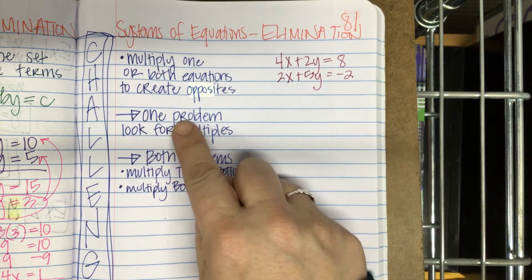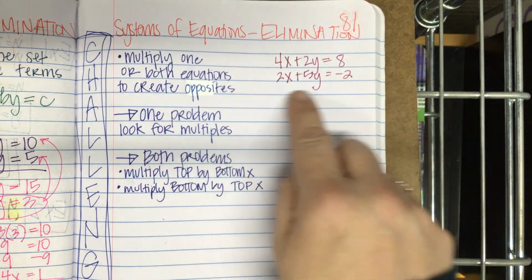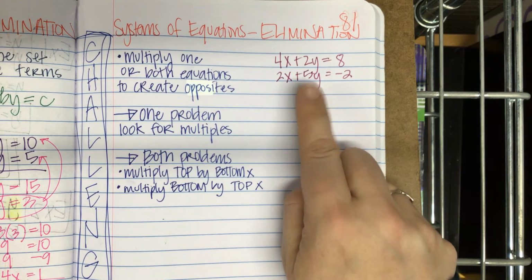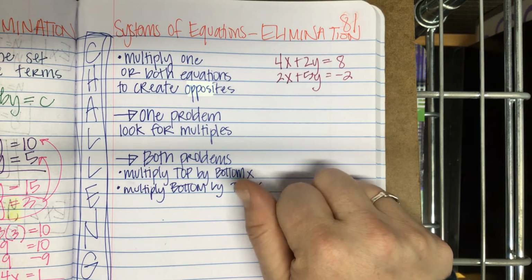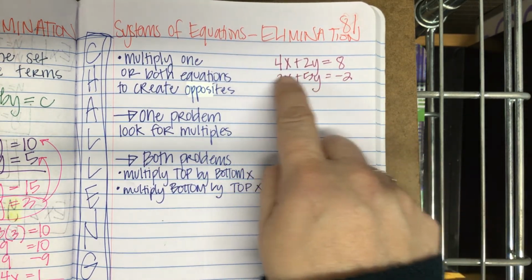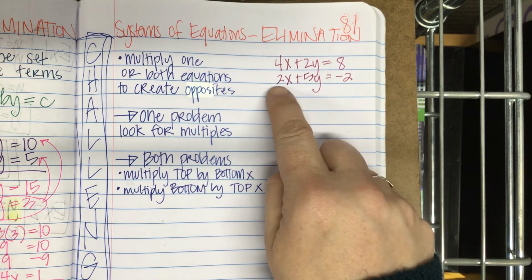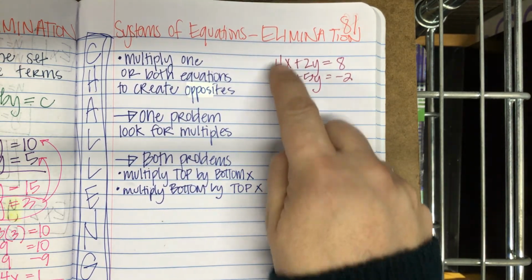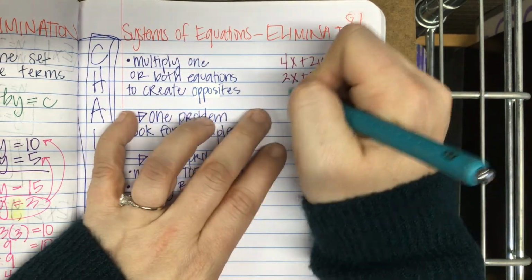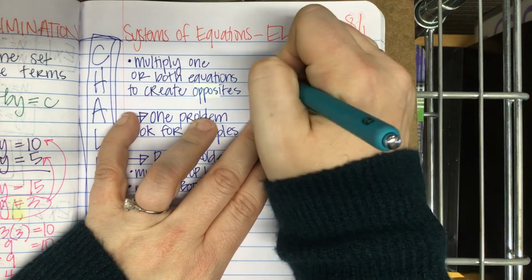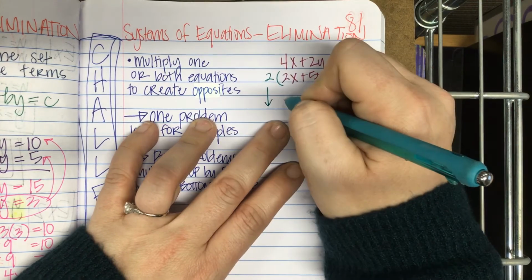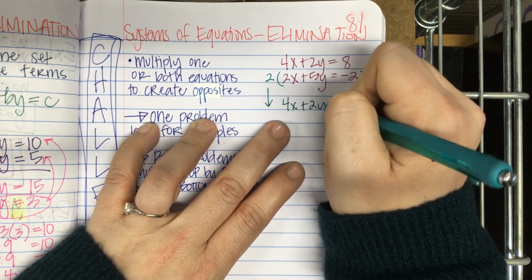Or look for multiples. Is there something in here that's multiples? Something that if I did something to one, it would make it into the other? Landon. 4x and 2x. Yeah, 4x and 2x. If I took this and multiplied it by 2, would it have the potential to cancel out? So I can multiply this by 2, making my new problem 4x plus 2y equals 8.